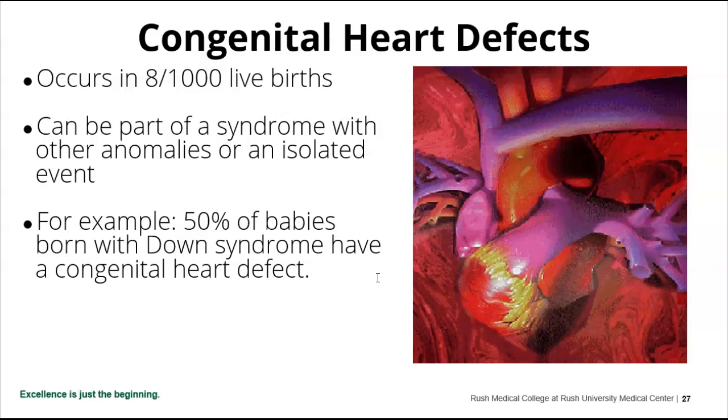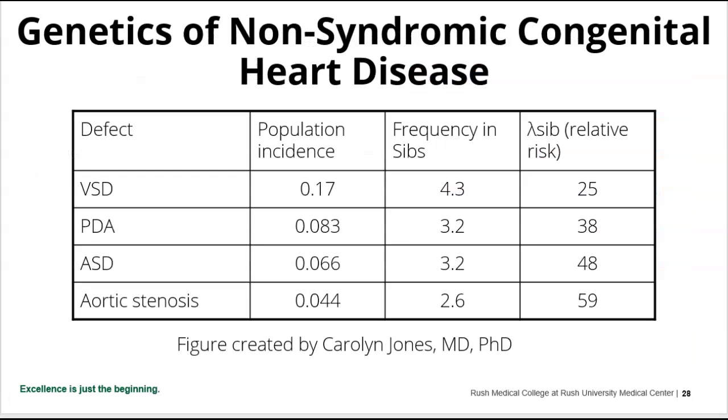Although if a baby had Down syndrome and, for instance, a ventricular septal defect or some other kind of congenital heart defect, I would not be worried about the next baby that did not have Down syndrome having a congenital heart defect. However, if a baby without a syndromic cause had a congenital heart defect, then I would be at higher risk. So the population risk of a ventricular septal defect or VSD is 0.17. However, the risk in siblings is 4.3, with a relative risk in siblings of 25% increase.